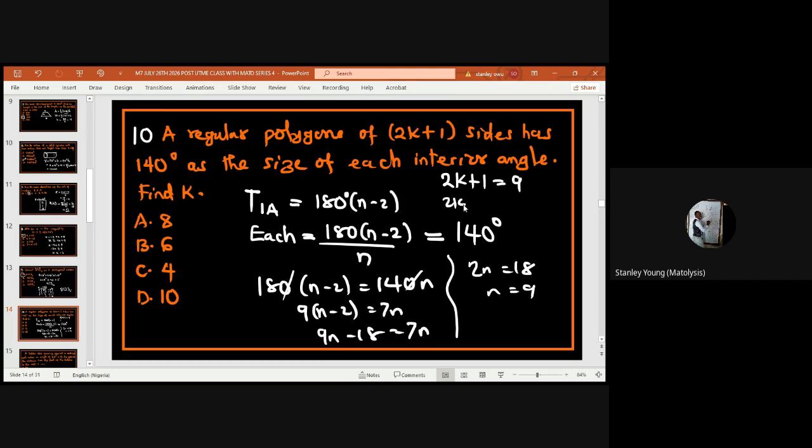So 2k plus 1 equals 9. 9 minus 1 is 8. From there, k is equal to 4. So the answer to this problem is 4.